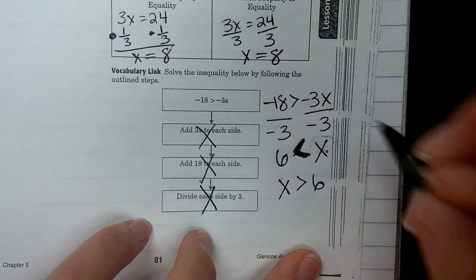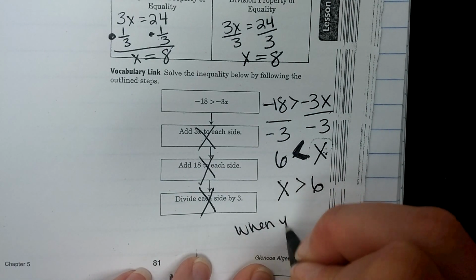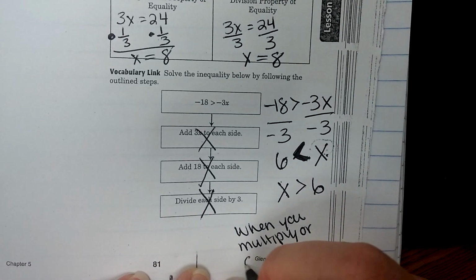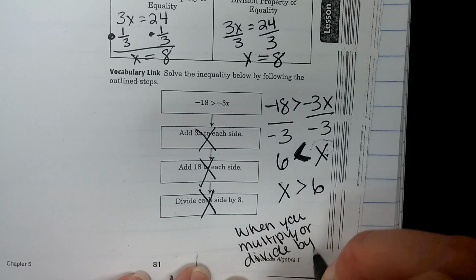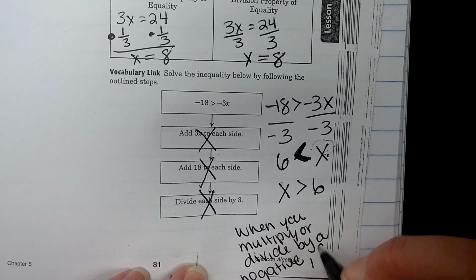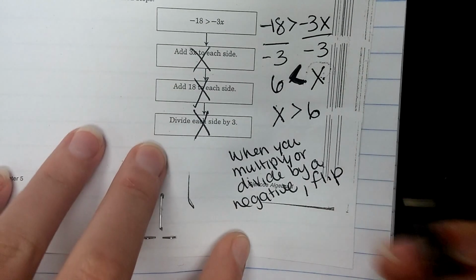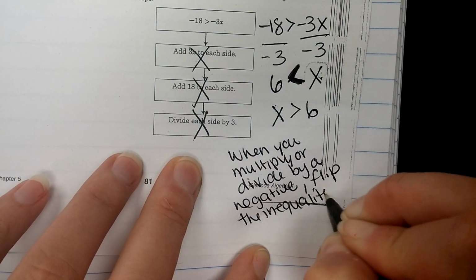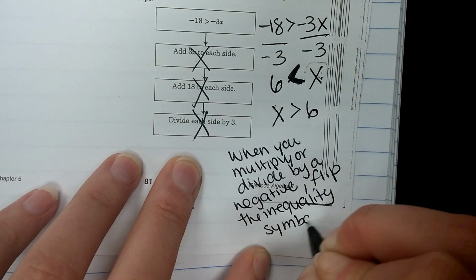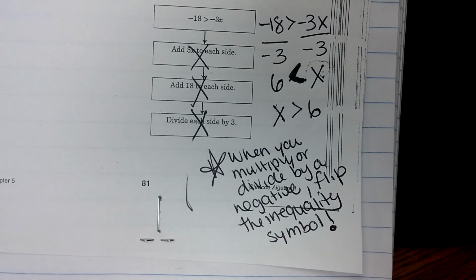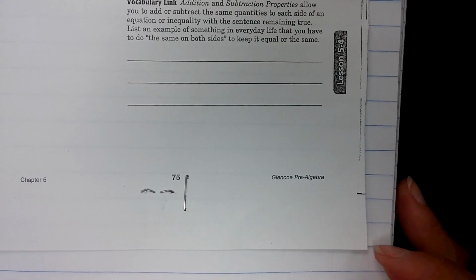So the big thing to remember here is when you multiply or divide by a negative, you need to flip the inequality symbol. That is a big deal. If you forget to do that, you're not going to get the answer correct. All right, turning the page.